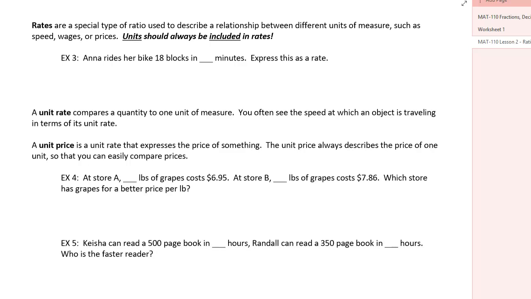In this video, Unit 1, Lesson 2, we will focus on rates. Rates are a special type of ratio used to describe a relationship between different units of measure, such as speed, wages, or price. Units should always be included in rates.